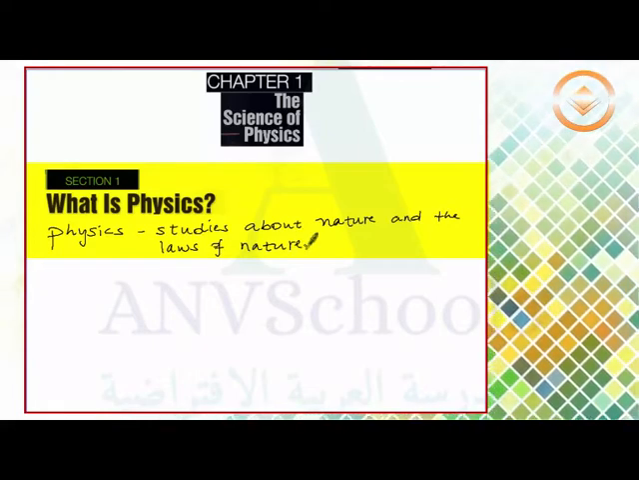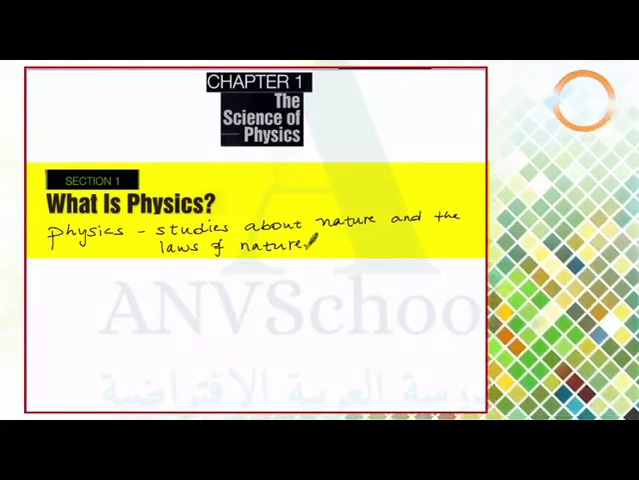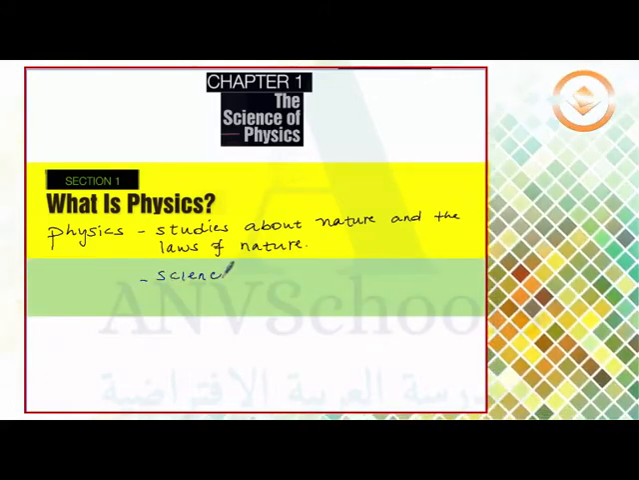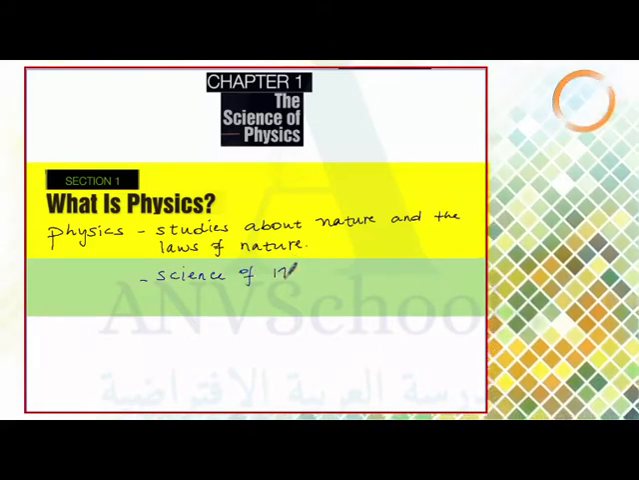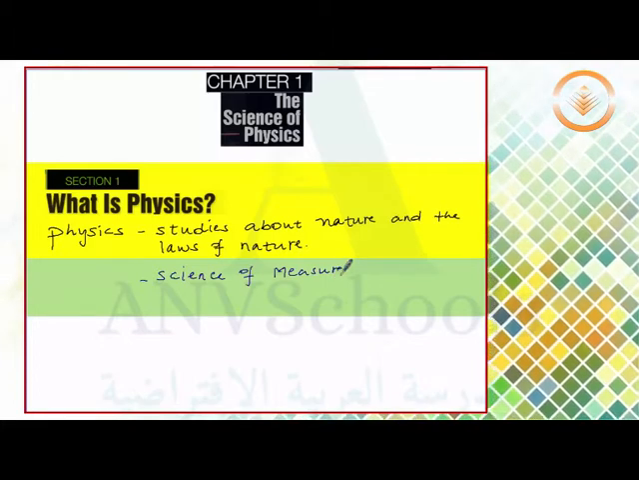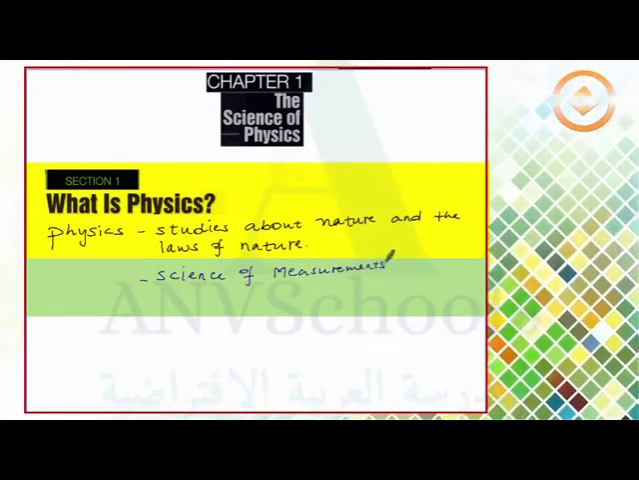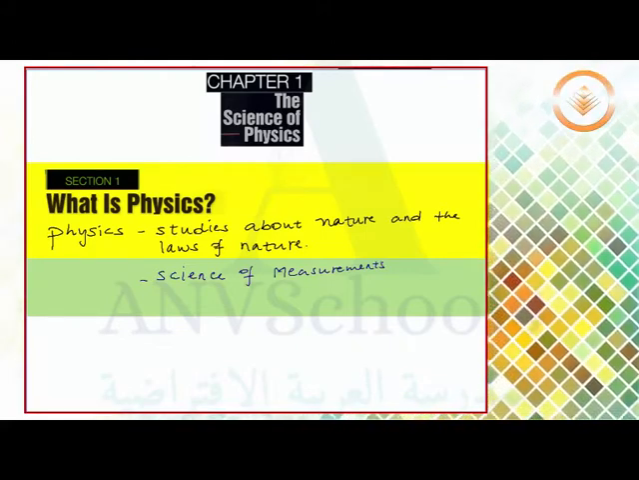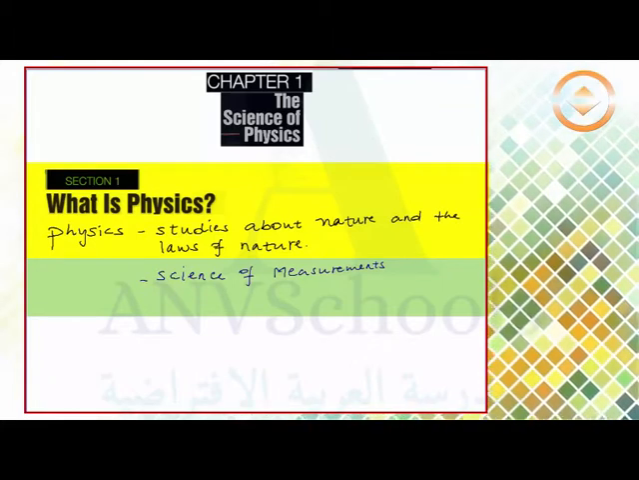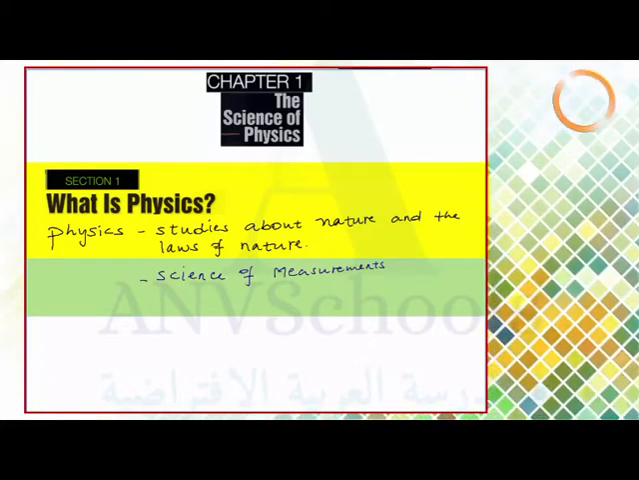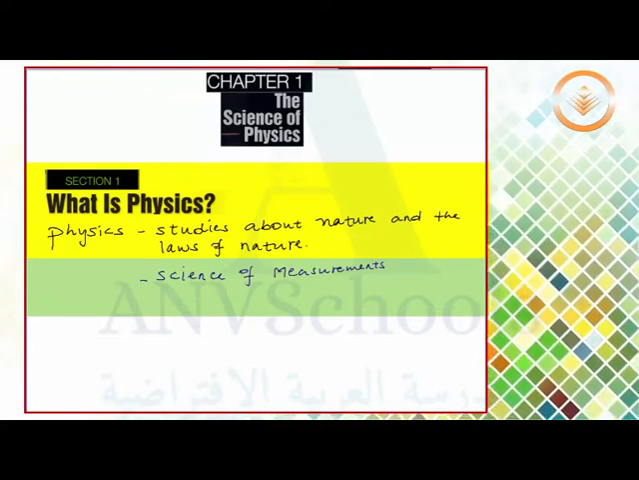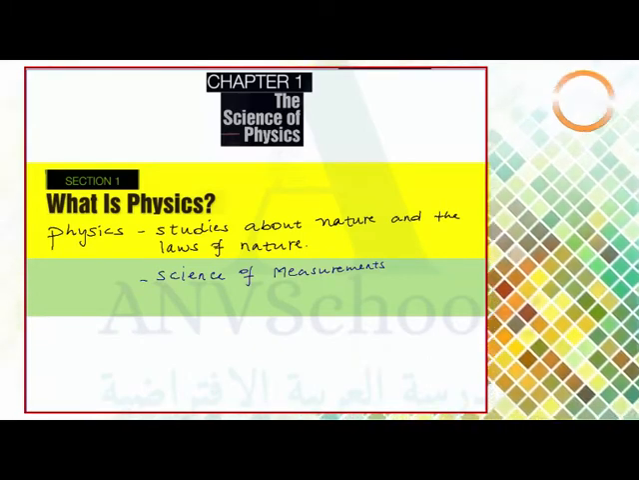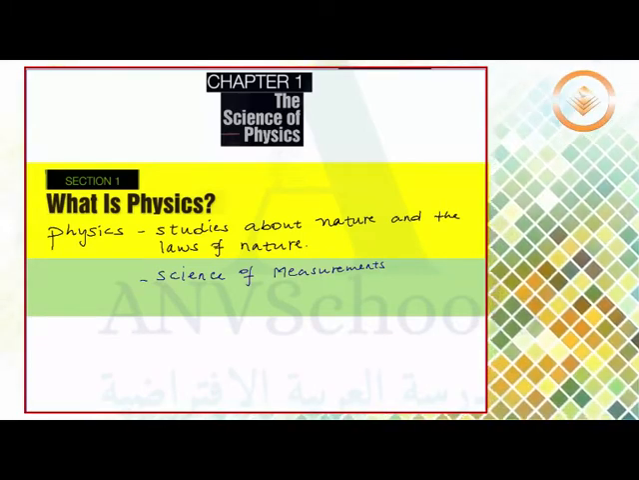Or we can define physics as a science of measurements. It clearly helps us to find a way how to measure physical quantities, like the length of an object, the mass of an object, the area, the volume, and all these physical quantities.